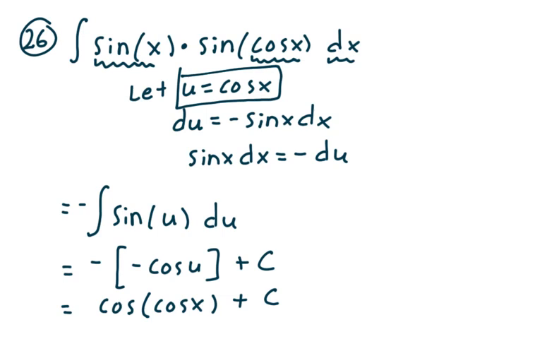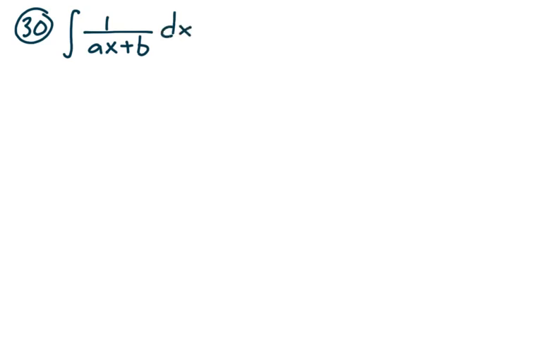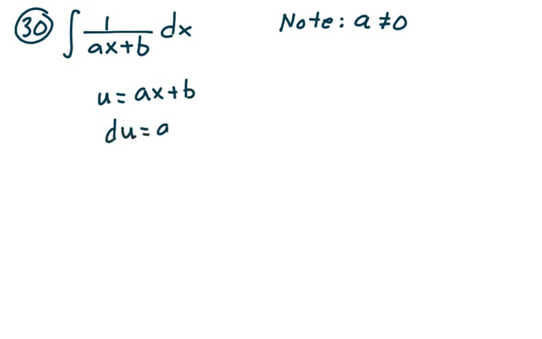Let's go ahead and take a look at problem 30. Suppose I have the integral of 1 over ax plus b dx. And one thing to note on this problem, in the context of this problem, is a does not equal 0. So I'm going to let u equal ax plus b. du is equal to a dx. So if I solve for dx, I get 1 over a du. I divide both sides of the equation by a.